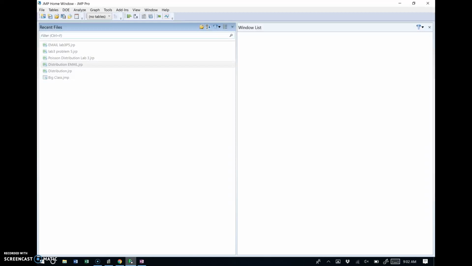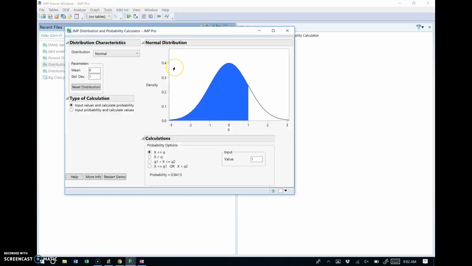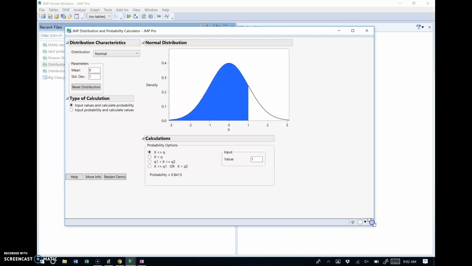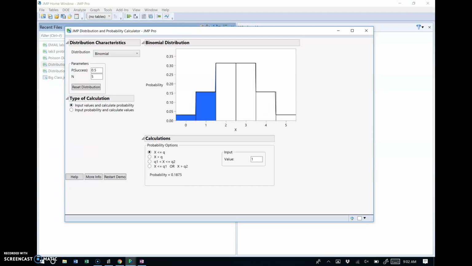So in JMP, remember, we put a couple of add-ins in there. So you go to the add-ins menu, and it's in teaching modules, and there's this calculator called the distribution calculator. So I'm going to use this distribution calculator. All right, so as you can see, the distributions are up here. If I pull this pull-down menu down, you'll see there's a bunch of different distributions. The one we're working with is binomial, so I'm going to switch it. And you'll see the shape of the distribution in the picture changes.